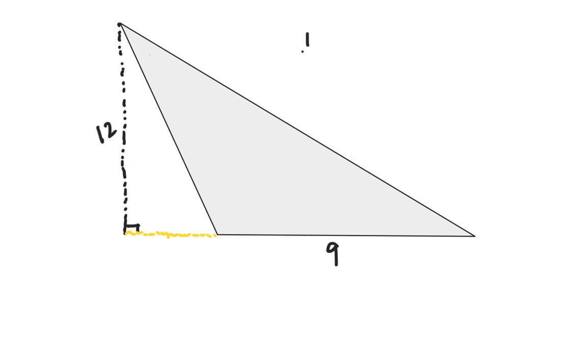It's still the same formula, 1/2 the base times the height. So 9 times 12 is 108. Half of that would be 54.